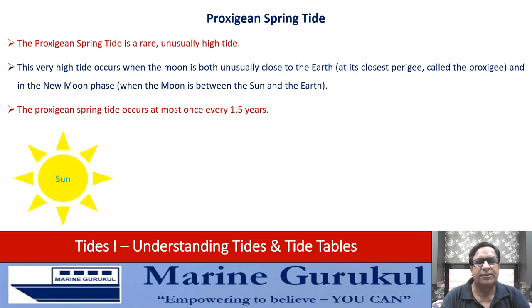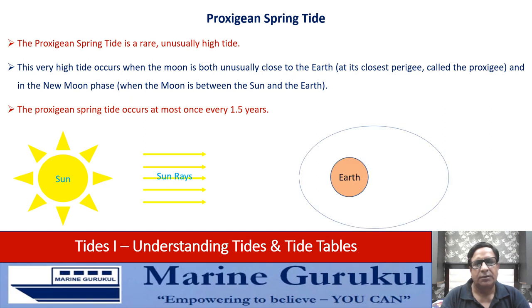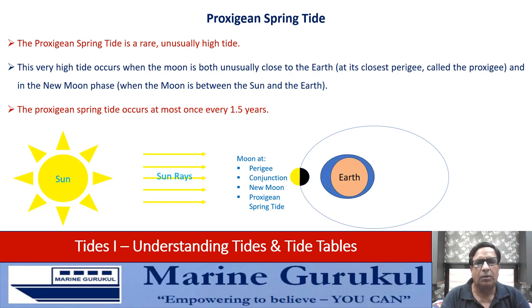And we can see this in this diagram. We have the sun here. We have the sun's rays. We have the earth. We have the orbit of the moon around the earth. The moon is here in conjunction, that is new moon phase, and also at perigee, that means closest to the earth. And this will be the condition for proxigean spring tide. Moon is at perigee, closest to the earth, in conjunction, new moon, and all these are the conditions for proxigean spring tide, which is a rare, unusually high tide.